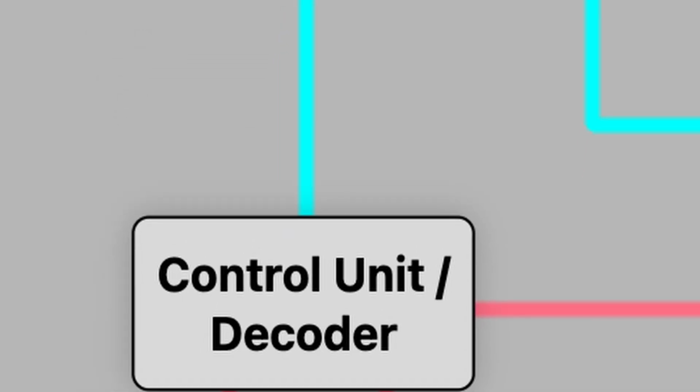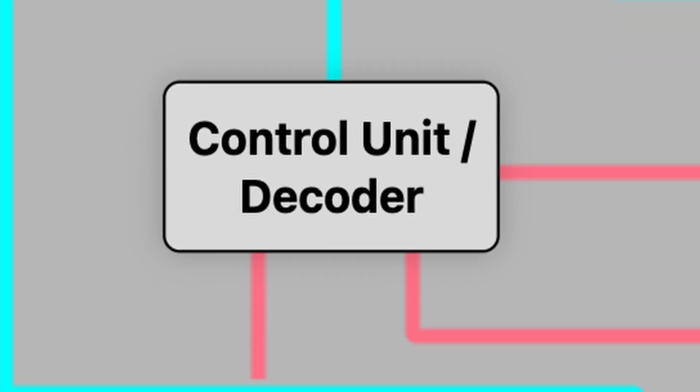Next, the control unit and decoder. This is the CPU's central manager. It takes the instruction from the IR, understands what needs to be done, and then sends out the necessary control signals to orchestrate all other parts of the CPU.